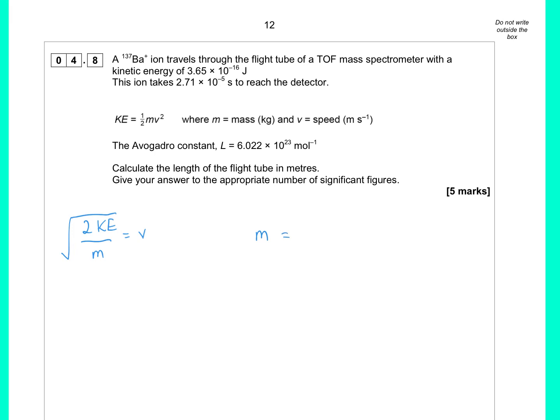And we know that m has got to be the mass of one particle in kilograms. So if 1 mole of barium 137 has a mass of 137 grams, one particle is 137 over 1,000 to get it into kilograms, and then over Avogadro's number to get one ion. And this should be a very, very small number. If you come out with a very large number, you know you've pressed something wrong in the calculator. So the mass of one particle must be very small.